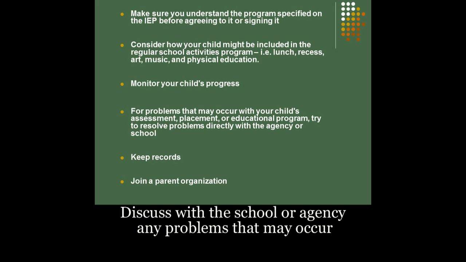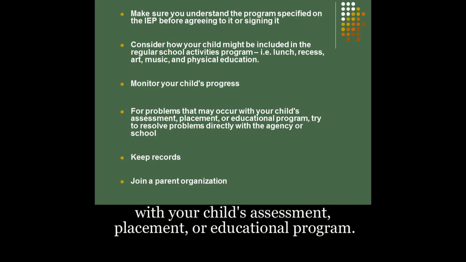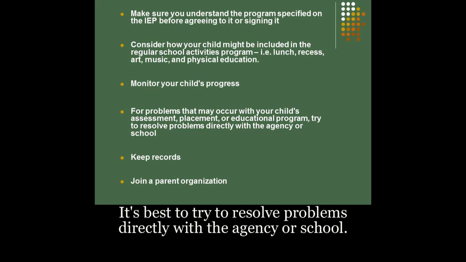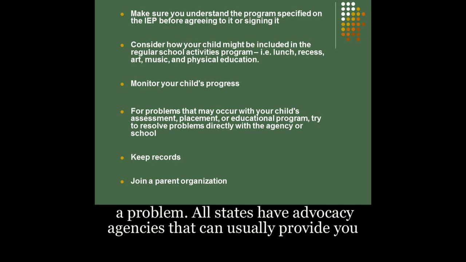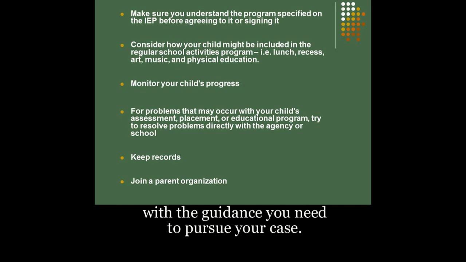Discuss with the school or agency any problems that may occur with your child's assessment, placement, or educational program. It's best to try to resolve problems directly with the agency or school. In some situations, you may be uncertain as to how you should resolve a problem. All states have advocacy agencies that can usually provide you with the guidance you need to pursue your case.